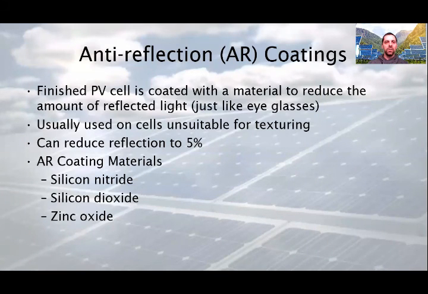The other widely used method to decrease reflection is anti-reflecting coating. The finished PV cell is coated with a material to reduce the amount of reflected light, just like eyeglasses. This is usually used on cells unsuitable for texturing. It is quite useful because it can reduce reflection to 5%. Here you can see some anti-reflecting coating materials: silicon nitride, silicon dioxide, and zinc oxide.